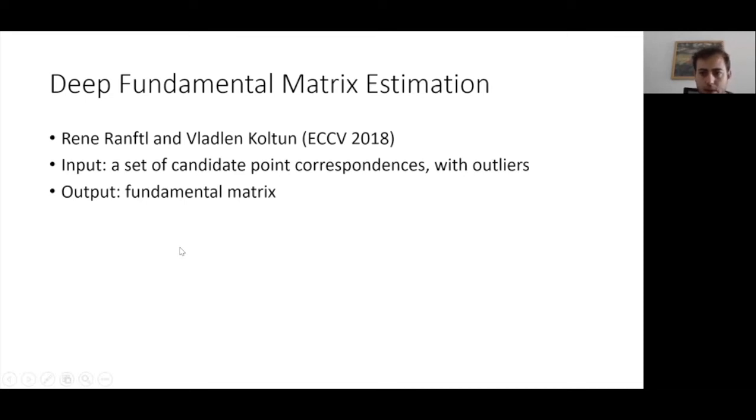Now I'll talk about a paper from ECCV 3 years ago, published by René Raftal and Vladlen Koltun from Intel Labs. So the input in this case is a set of candidate correspondences between images, but here they have outliers, which we will see next, and the output is the fundamental matrix between the two views.